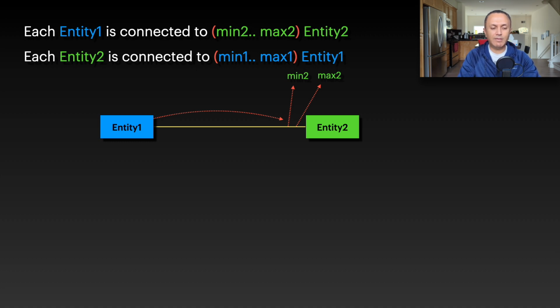But just keep in mind that the maximum is usually closer to the entity and the minimum is further from the entity. And then the other relationship is represented closer to entity 1. Again, the maximum is closer to the entity and the minimum is away from it.